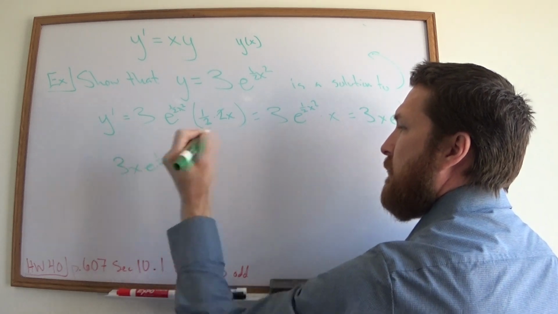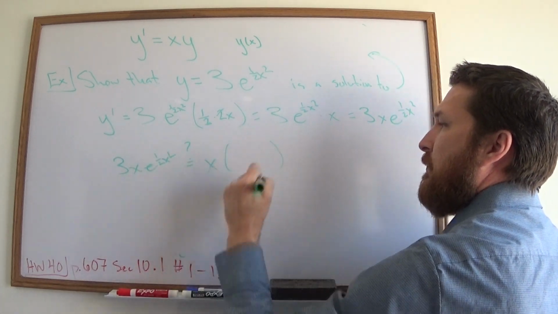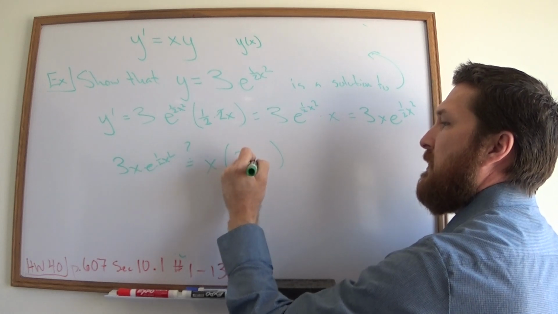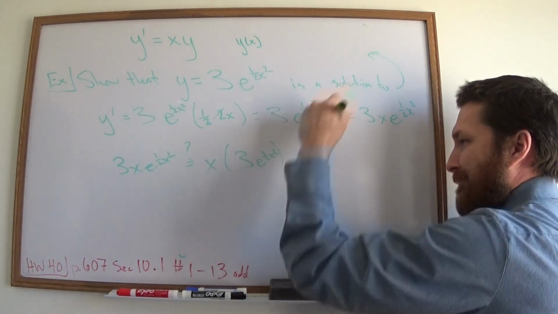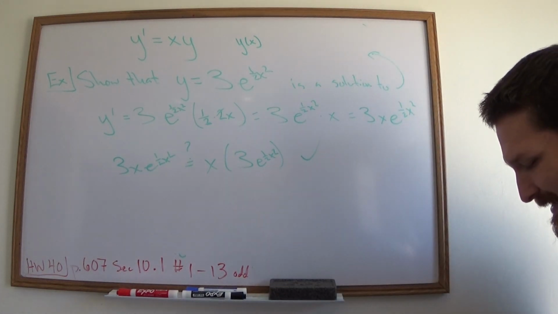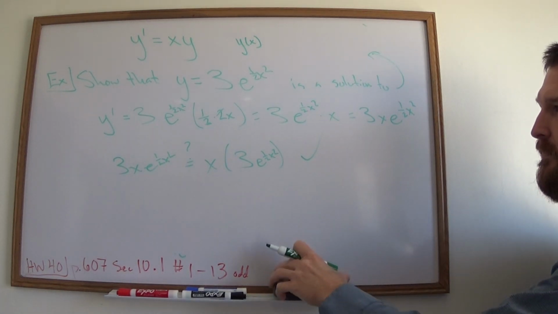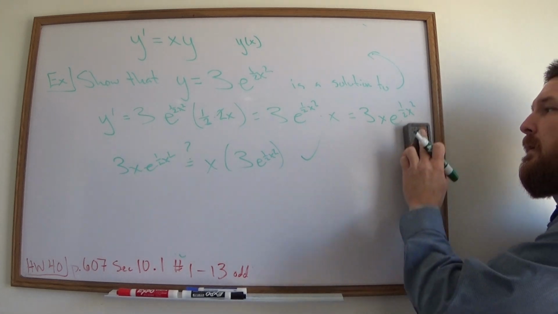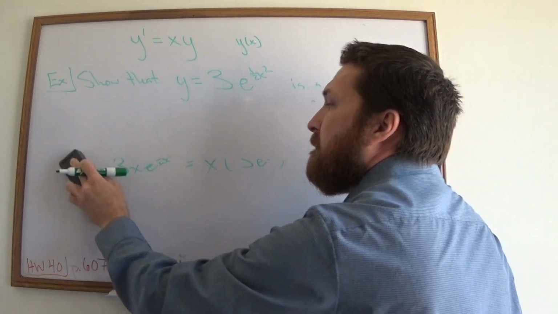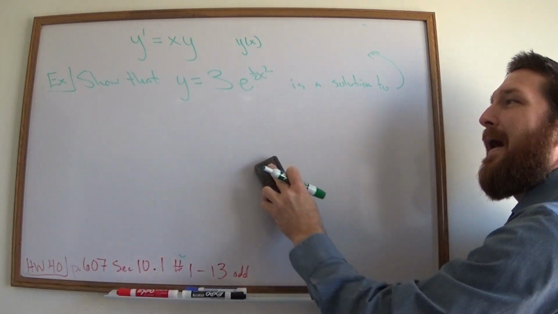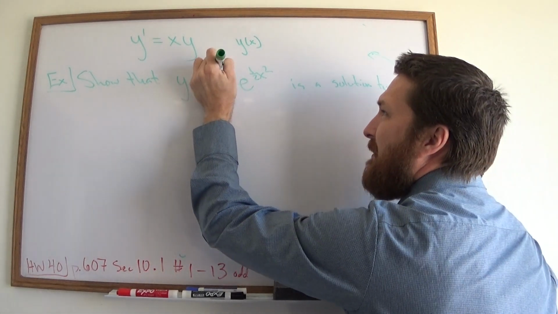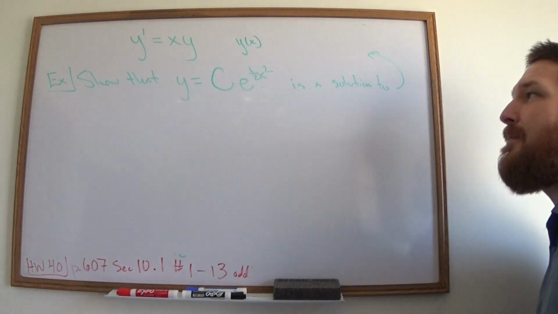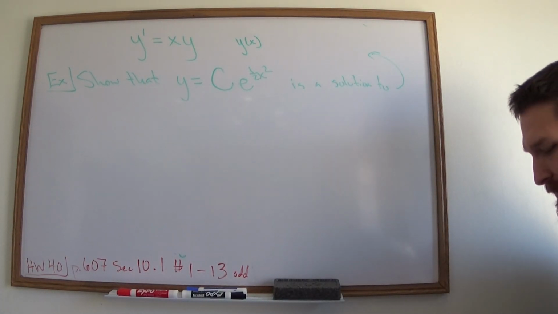Is that equal to, we want to find out, x times the original function, which was 3 e to the 1/2 x squared? Are those equal? So then, therefore, it is a solution to the differential equation. Is it the only one? No. Any C. I'm willing to bet that we could replace this with any number c, and now we have a family of solutions.